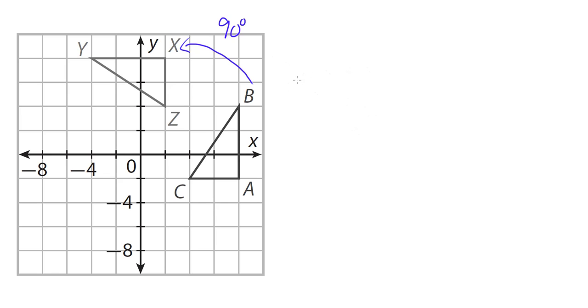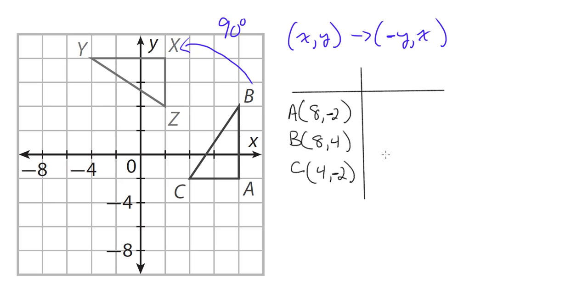So remember, when you rotate counterclockwise 90 degrees, the pattern of change for the ordered pairs is x comma y becomes the opposite of y, comma x. So if you look at the ordered pairs for triangle ABC, we have to recognize that this graph is counting by twos. So point A is at 8, comma, negative 2. Point B is at 8, comma, 4. And point C is at 4, comma, negative 2. If we apply this pattern, we see that A prime should end up at, so opposite of y, comma, x, so 2, comma, 8.